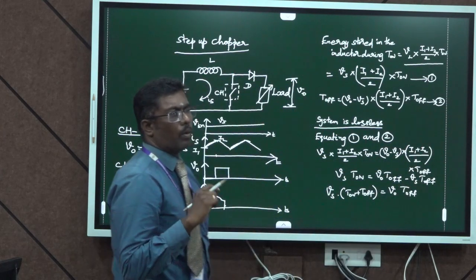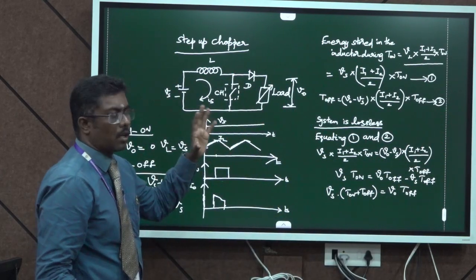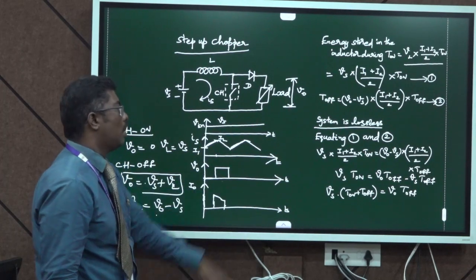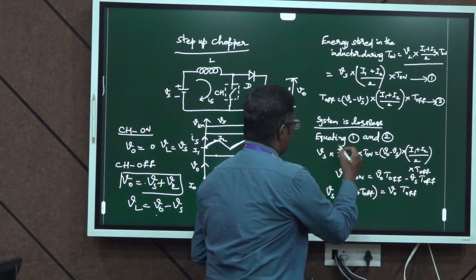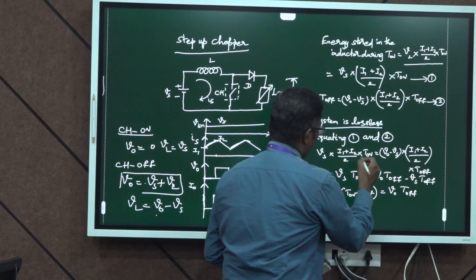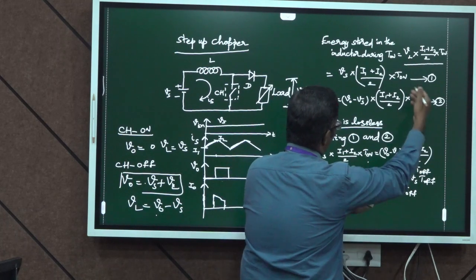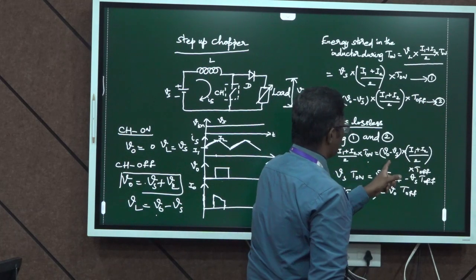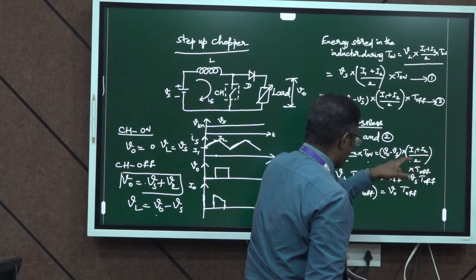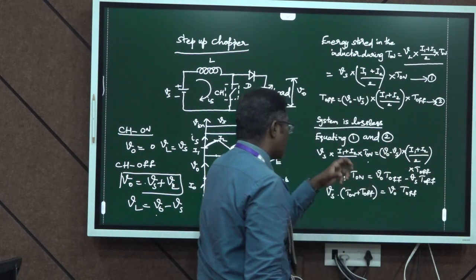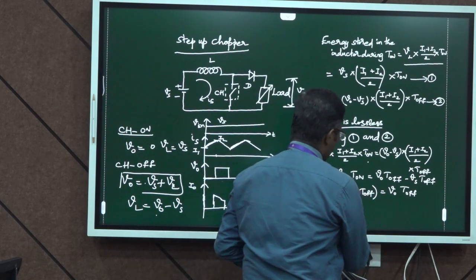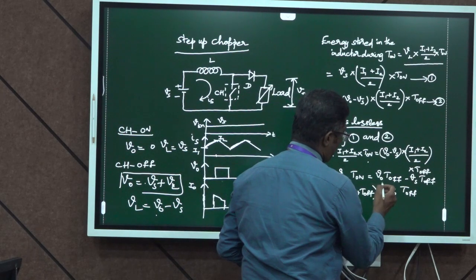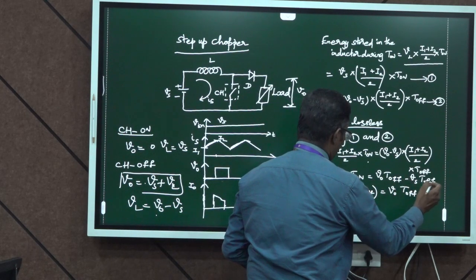So, I am considering one particular case, the system is lossless, both the energies are equal. So, I am equating these two terms. Vs into (I1 plus I2) by 2 into on time period will be equal to equation number 2, that is (V0 minus Vs) into (I1 plus I2) divided by 2 into off time period. So, substituting and equating, I am getting this equation. Vs into T on is equal to V0 into T off minus Vs into T off.